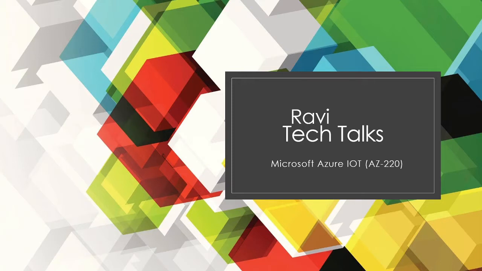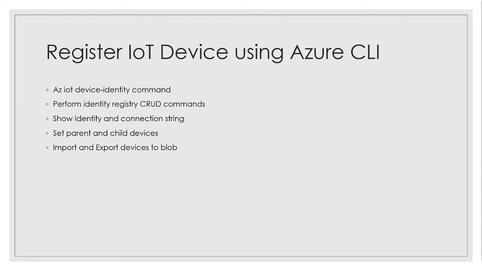Let us start our course Microsoft Azure IoT. We are going to be looking at registering an IoT device to an IoT hub using Azure CLI. To register an IoT device using Azure CLI, we will be using the command az iot device identity.